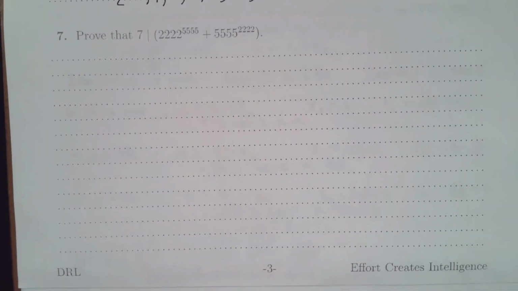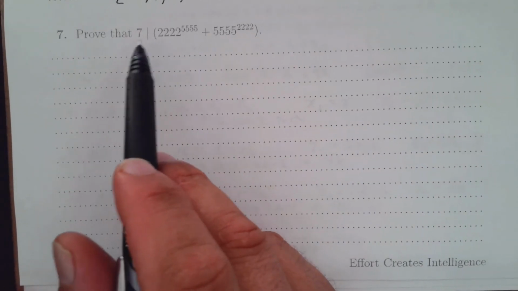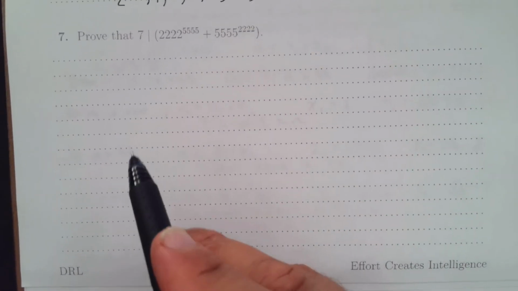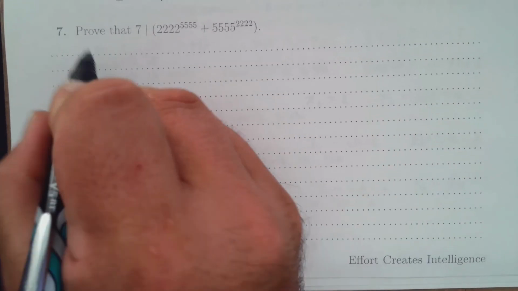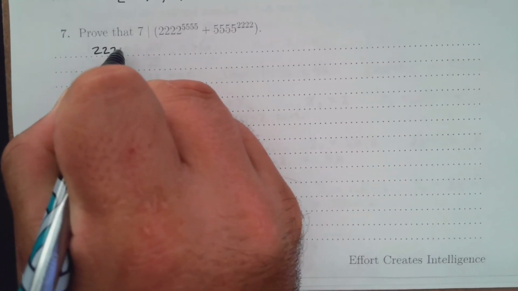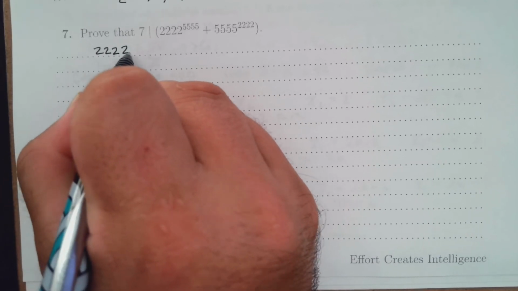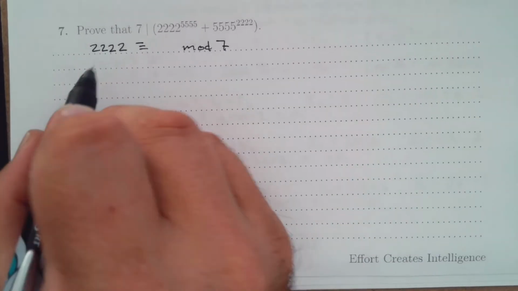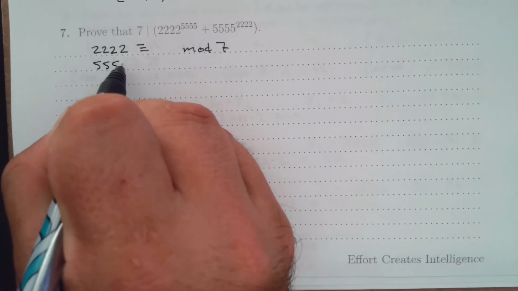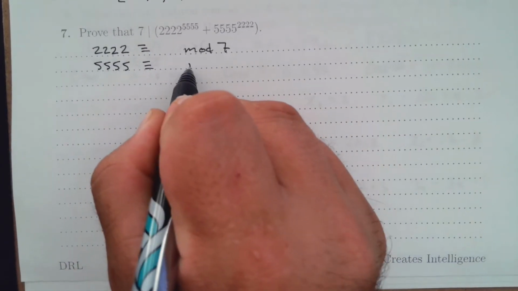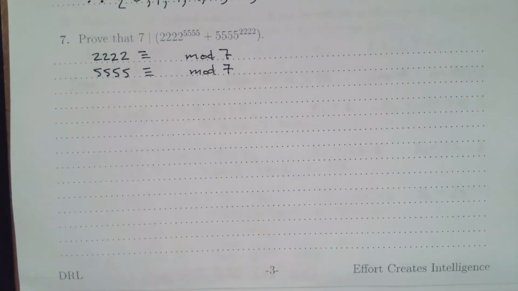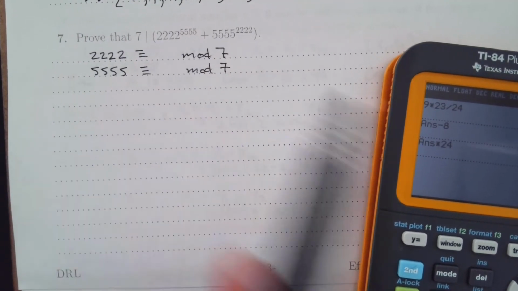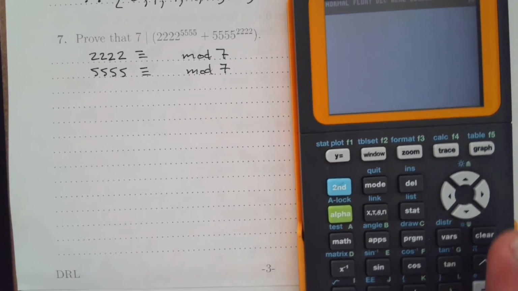Because this is divisibility, we really just need to show that this is true. It's not as much of a proof as more a show that. So let's go through the math. A good place to start is to determine what 2,222 is equivalent to mod 7, and it's also useful to determine what 5,555 is equivalent to mod 7. In other words, if we were to divide, what would we have as a remainder?